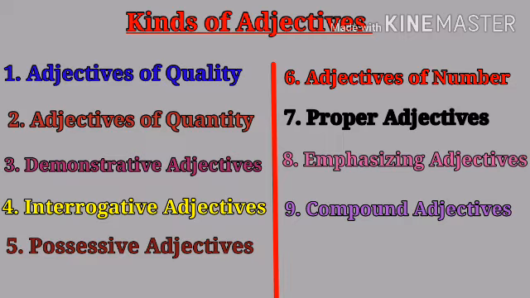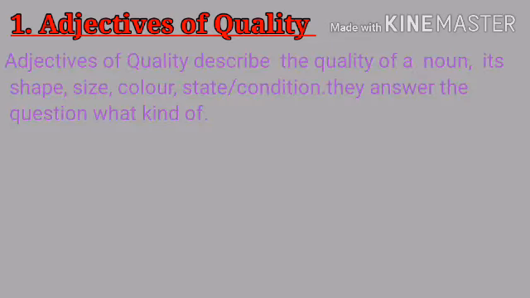So, the first kind of adjective is adjectives of quality. What are adjectives of quality? Adjectives of quality describe the quality of a noun, its shape, size, color, state or condition. They answer the question, what kind of?